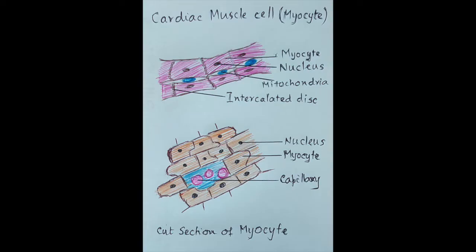This figure shows a cardiomyocyte, and these myocytes are connected to each other by intercalated discs. They have a central nucleus and plenty of energy supplying mitochondria. They have a rich capillary blood vessel network.